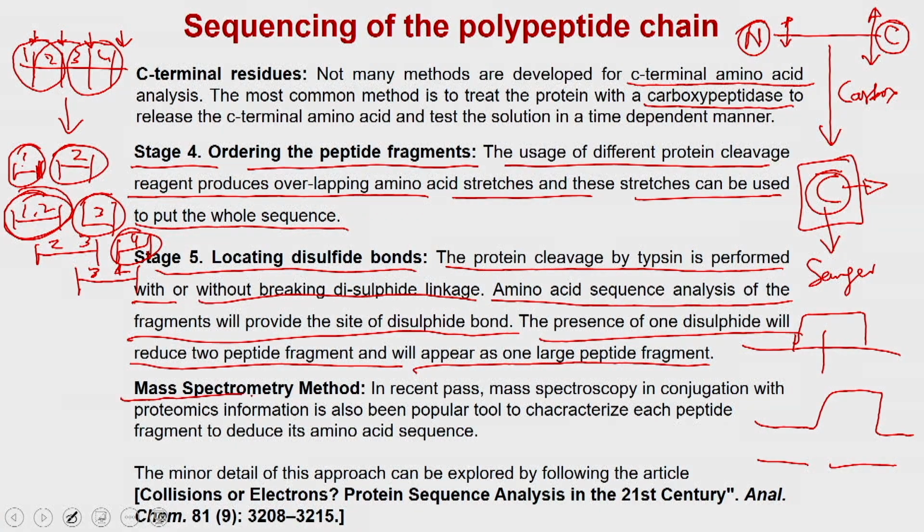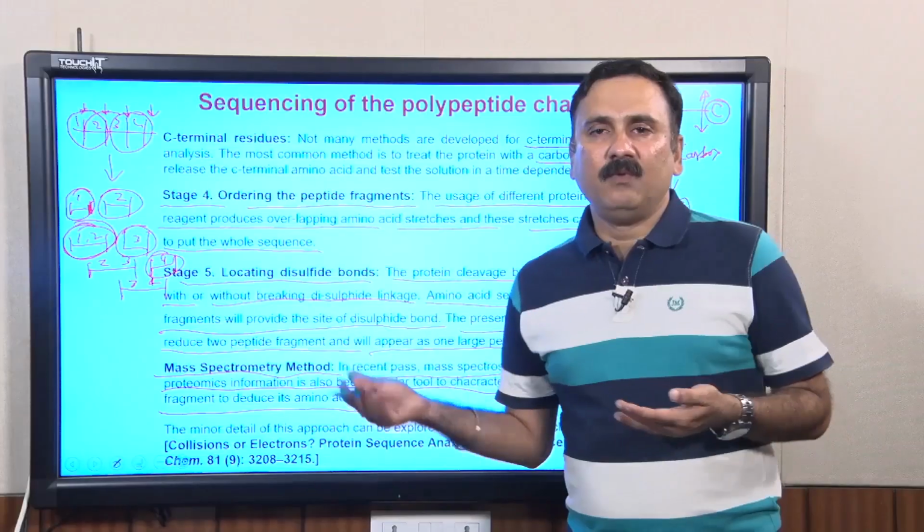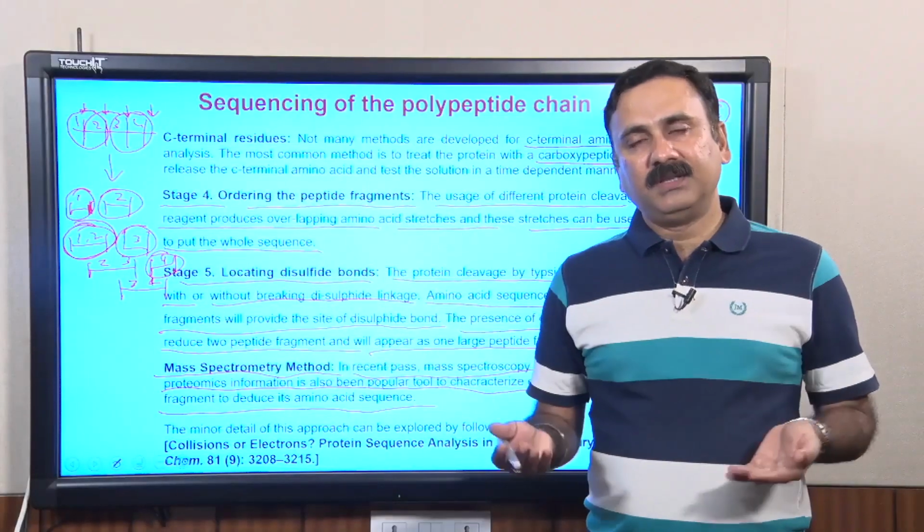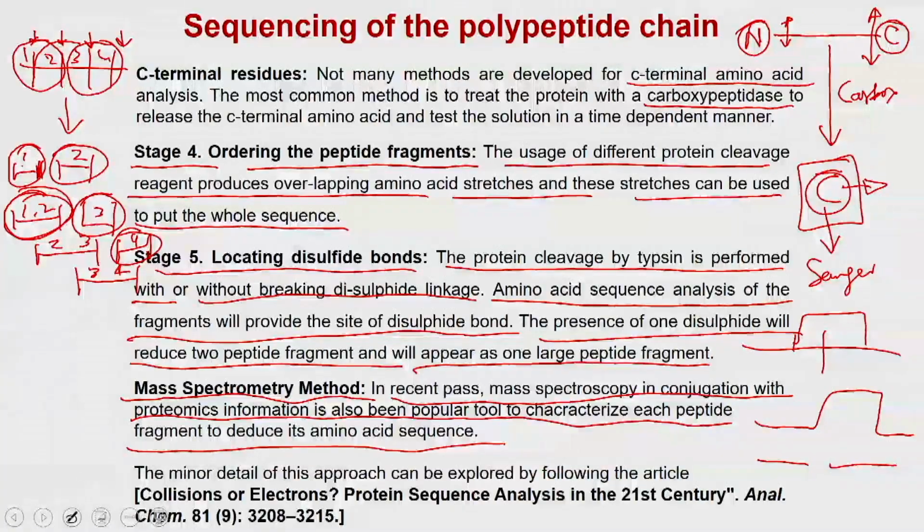Lastly, because we have to deduce the sequences, there is a method which people are very often using, which is mass spectrometry. In the recent past, mass spectrometry in conjunction with proteomics information has also been a popular tool to characterize each peptide fragment to deduce its amino acid sequence. If you are more interested in this technique, you can read this particular research article, and that will tell you the potential of mass spectrometry in conjunction with proteomics information.